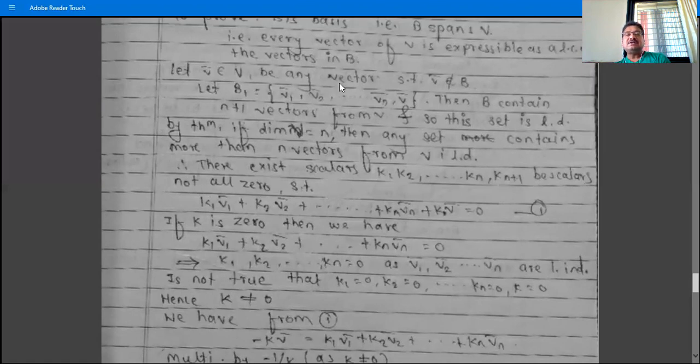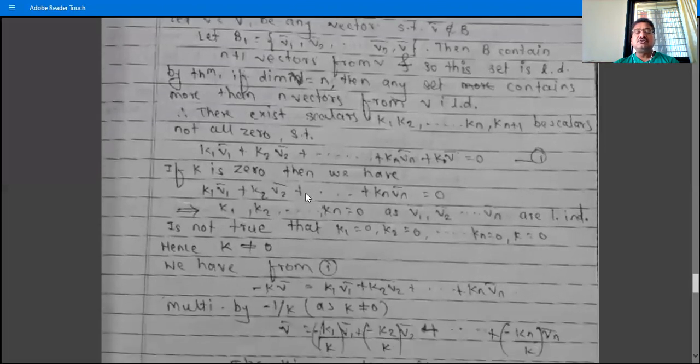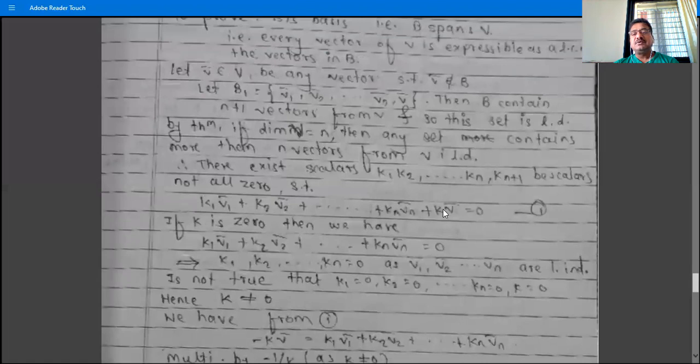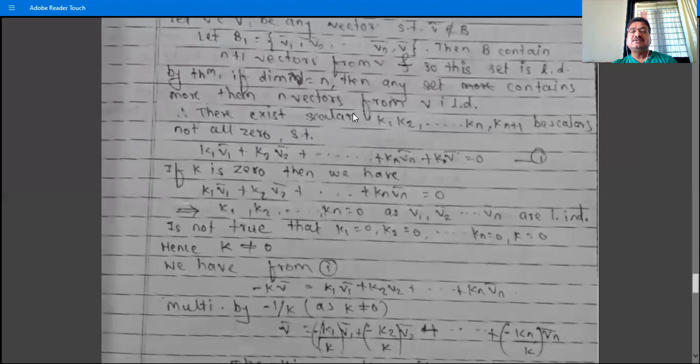Why not all 0? Because this set B1 is linearly dependent. Not all 0, but their linear combination is 0. That is, k1v1 + k2v2 + ... + knvn + kv̄ = 0. We can write kn+1 or simply k as the scalar of the n+1 term. So k1, k2, ..., kn, k are scalars, not all 0, such that k1v1 + k2v2 + ... + knvn + kv̄ = 0, because B1 is linearly dependent.